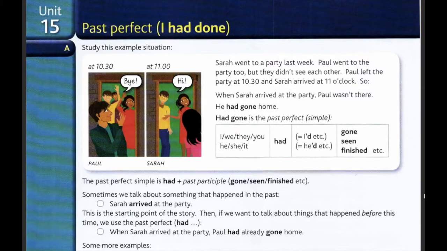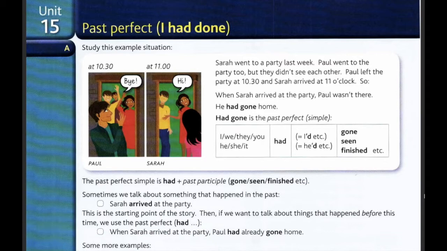So this is unit 15, the past perfect, I had done. Section A. Study this example situation. So here we have a picture. In the first part of the picture, at 10:30, Paul is saying bye to some friends. And at 11, we have Sarah saying hi to the same friends, except for one on the bottom that is not there anymore. So this is the situation.